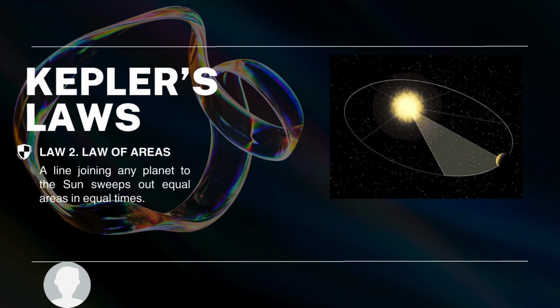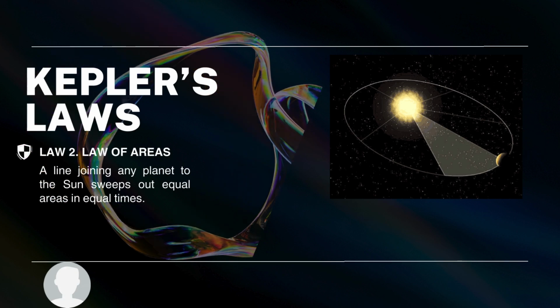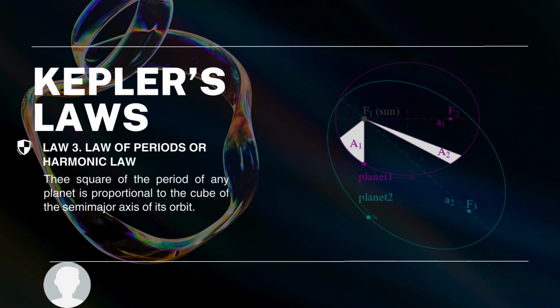After the first law, let's talk about the second law, called the law of areas. A line joining any planet to the Sun sweeps out equal areas in equal times. The radius vector drawn from the Sun to the planet sweeps out equal areas in equal intervals of time. The areal velocity of a planet is constant. The first and the second laws are done.